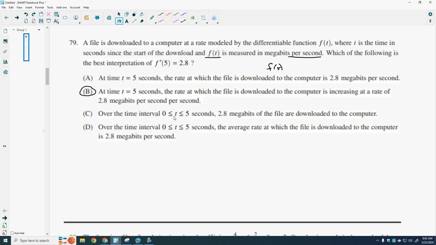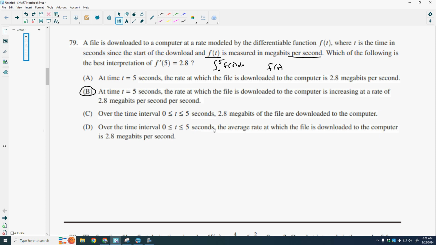Over the time interval from 0 to 5, 2.8 megabytes of file. No, this is an amount. That would be the integral. And make sure you can do this. That would be the integral from 0 to 5 of f of t. The amount is an integral of the rate. So this would be an integral of f of x dx.